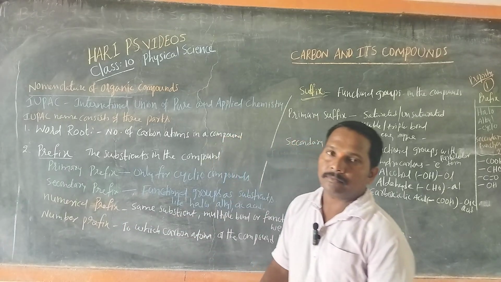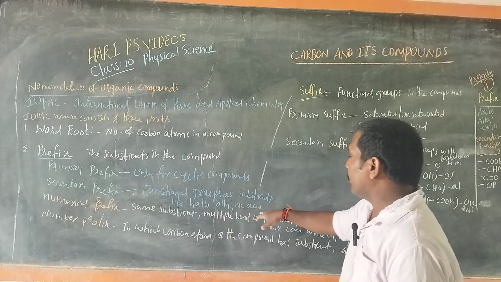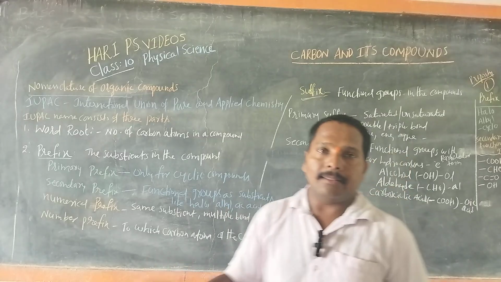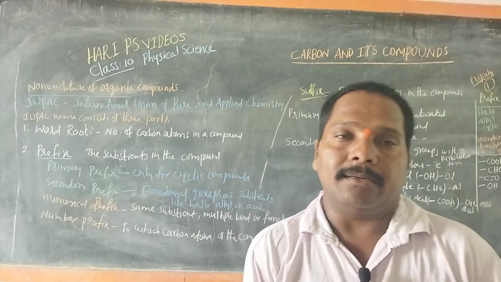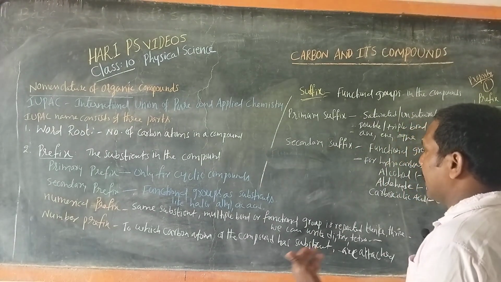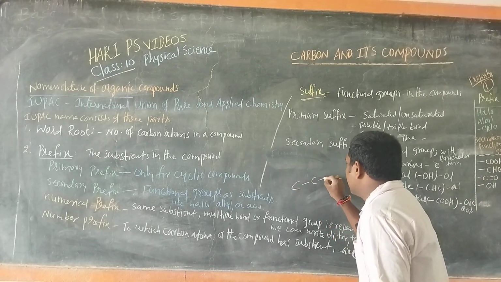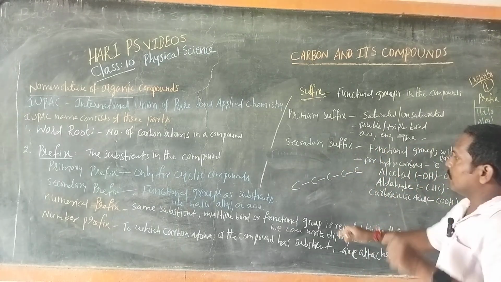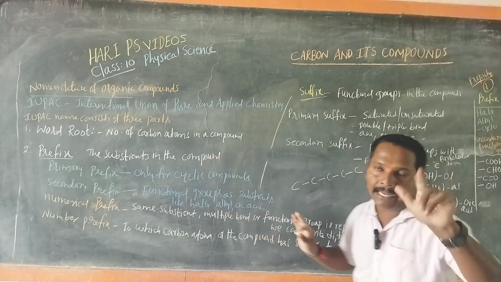Then numerical prefix. The same substituent, multiple bond, or functional group is repeated twice, thrice, like that. The same functional group repeated means the same functional group or substituent appears again and again. Just for example, I am writing 1, 2, 3, 4, 5. How many carbons are there? Five carbons. So the word root is five carbons.